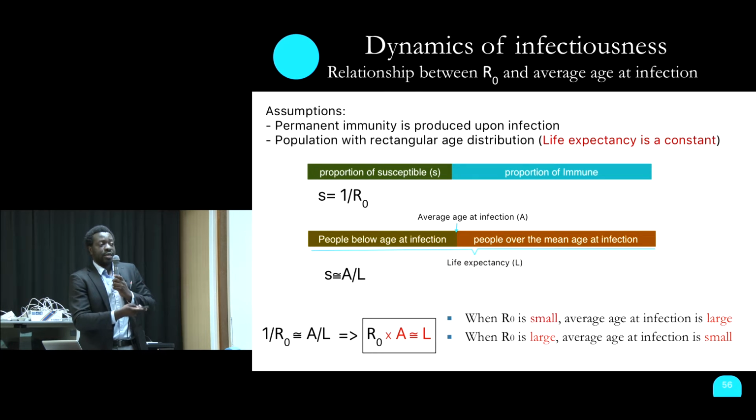But I think understanding this is enough for you to understand the relationship between R naught and the average age at infection. Because the proportion of susceptible can be estimated by 1 over R naught, and it can also be estimated by the average age at infection over life expectancy, we can come to this relationship between R naught, average age at infection, and life expectancy.